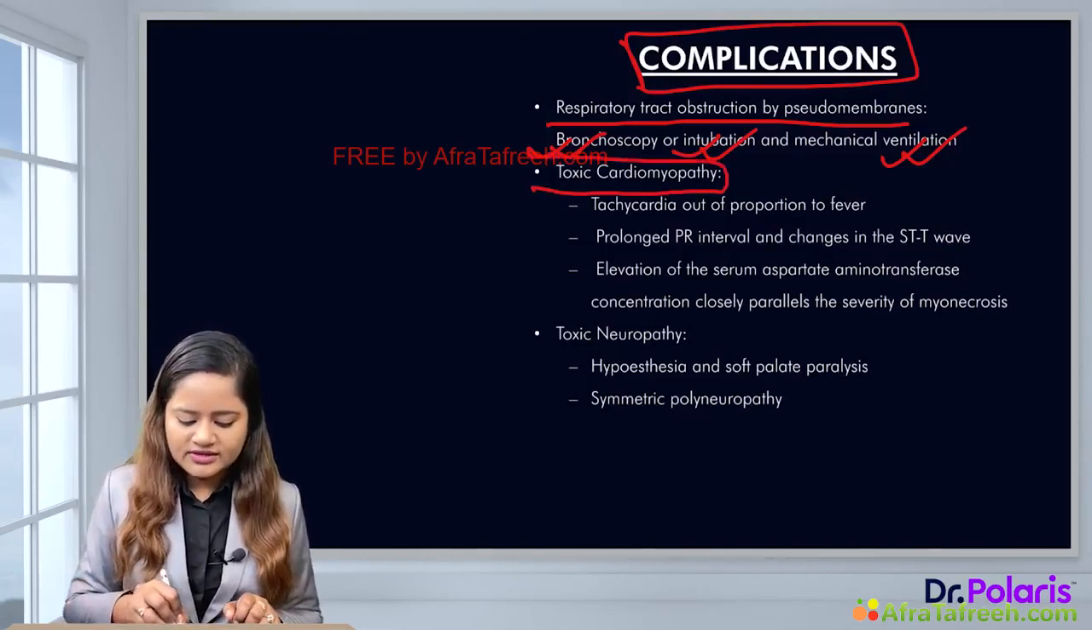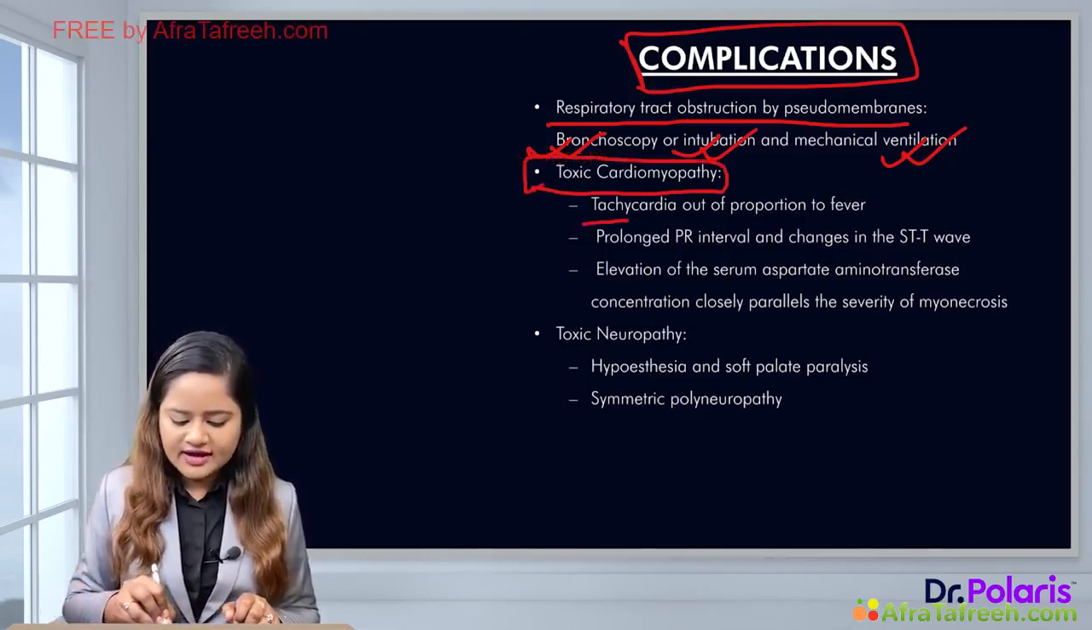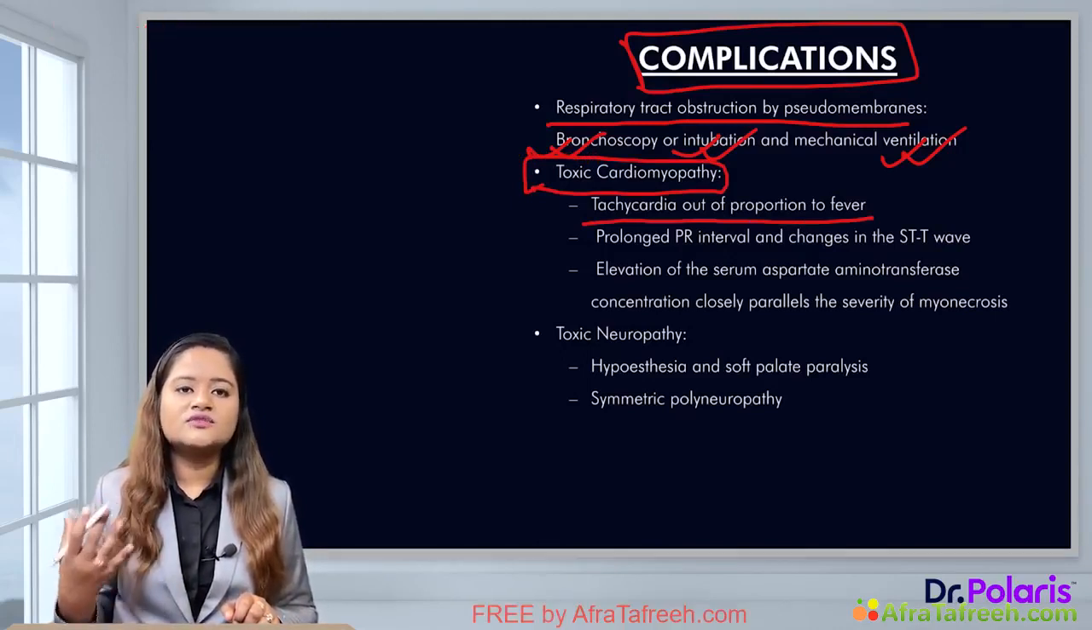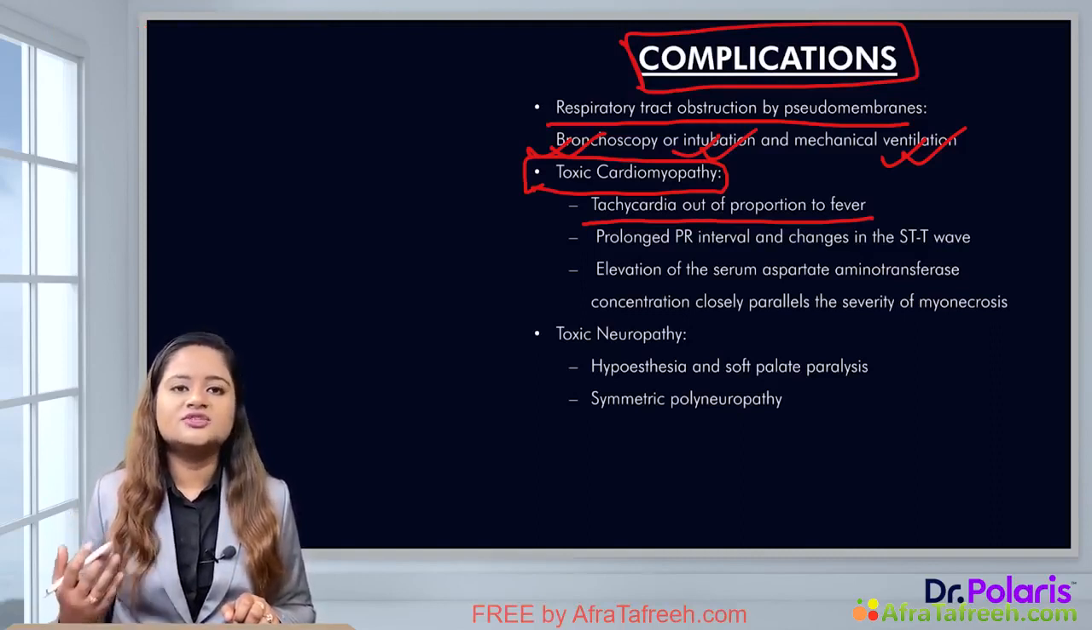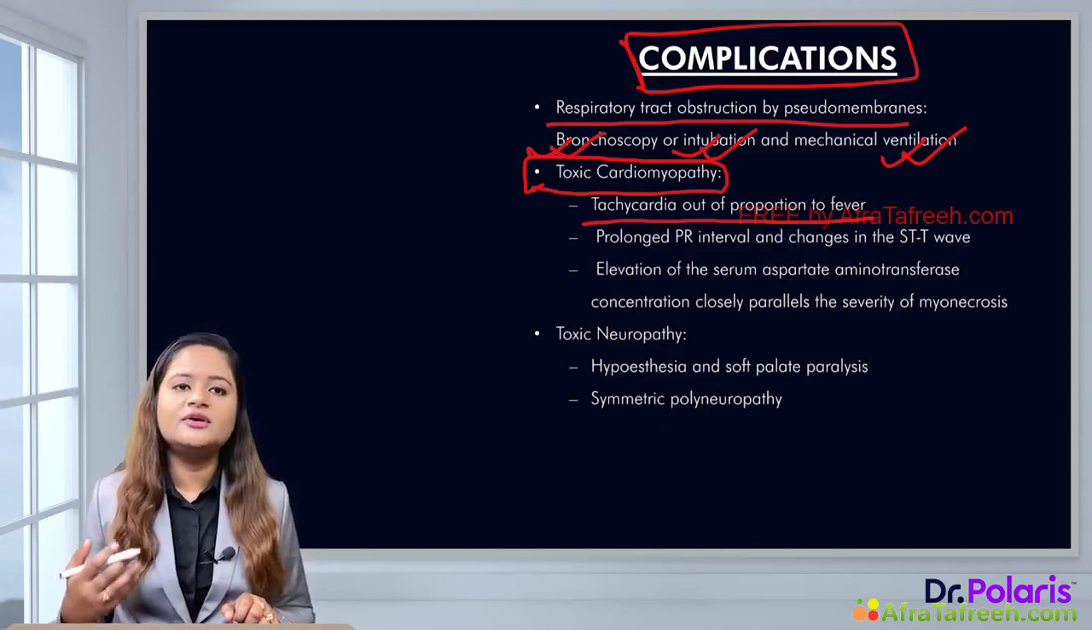Toxic cardiomyopathy is another complication that develops in patients of diphtheria. So tachycardia will happen out of proportion to fever. So that is basically because of the myocarditis that has happened. The inflammation of the heart that takes place as a reaction to the exotoxin produced by diphtheria can result in myocarditis. So if myocarditis is going to be present, definitely the patient is going to develop undue tachycardia.